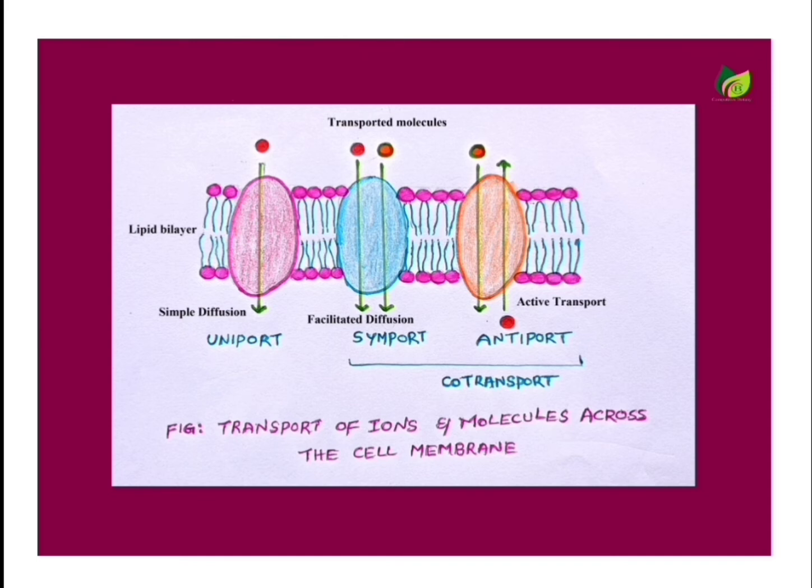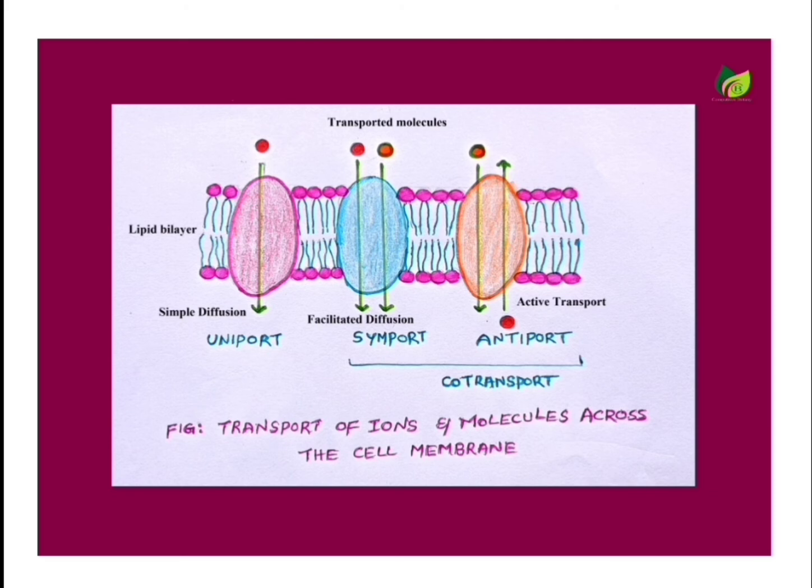Look at the second embedded protein, which shows the symport type of transport. Symport is the transport of two substances by one protein at a time in the same direction. For example, the symporter protein transports Na+ ions and glucose molecules at a time in the same direction. You can see the picture. Such kind of transport occurs in the intestine.